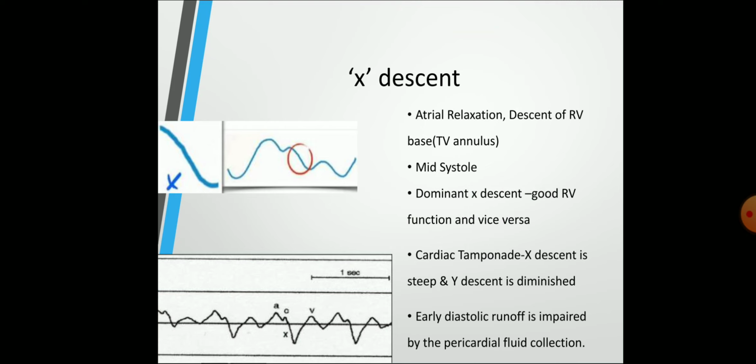Then you have two descents. The first is the X descent. It is because of atrial relaxation. It is seen in mid-systole, and there is a dominant X descent in the case of cardiac tamponade. In cardiac tamponade, the X descent is very steep but the Y descent is diminished. Whereas in constrictive pericarditis, both the X descent as well as the Y descent are very steep.